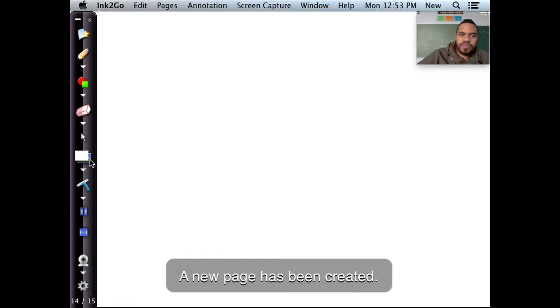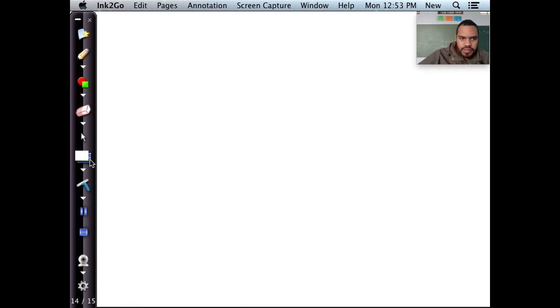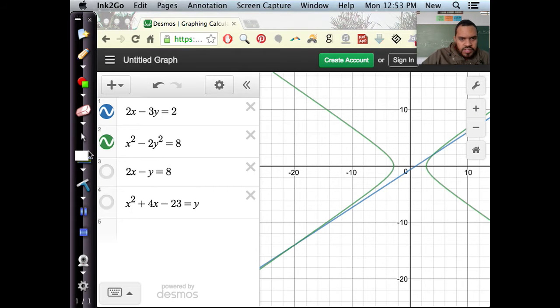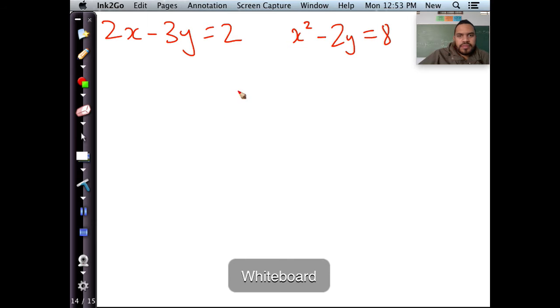Can somebody read the question to me quickly? It was 2x minus 3y is equal to 2, right? And x squared minus 2y squared is equal to 8. Which is 2x minus 3y equals 2, x squared minus 2y squared equals 8. Okay, 2y squared. Minus 2y squared is equal to 8. So let's look at this.